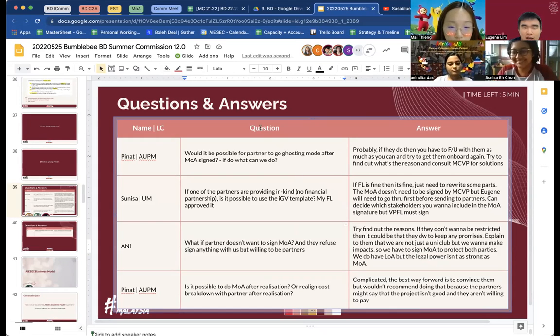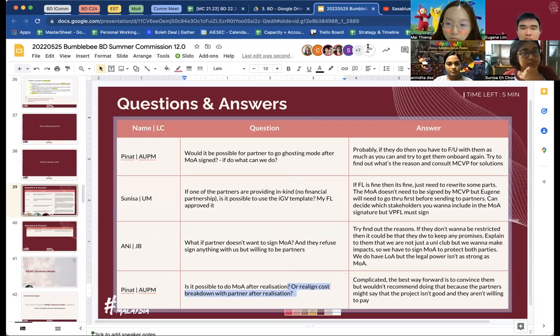For now, at least in my experience, I haven't experienced any organization not signing an MOA for financial partnerships. But it did happen before for a non-financial learning partner. We didn't sign any MOA with them and they just ghosted us, and it did affect the operation of that. Then for Peanut's question, what's the context again? Like the reason behind?